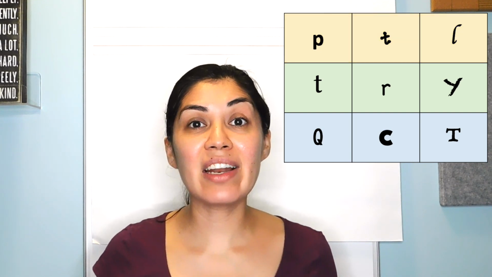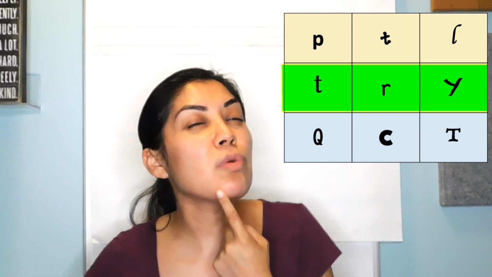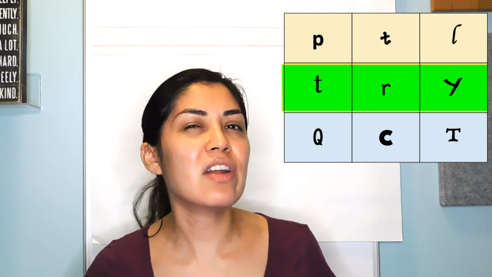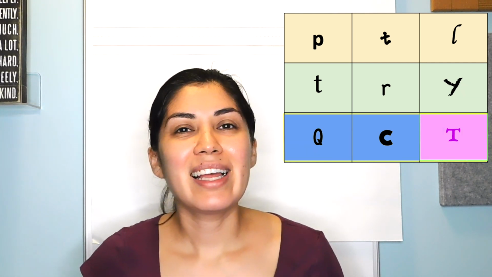Okay, now let's look at our next row of letters, all those green letters, and think, which one is the letter T? Point to it. Great job. Okay, now let's look at the last row of letters. Ready? Those blue letters. And think, which one is the letter T? Point to it. Awesome.